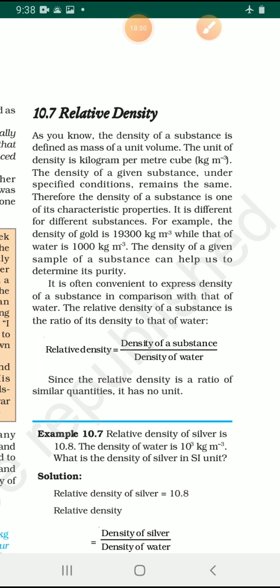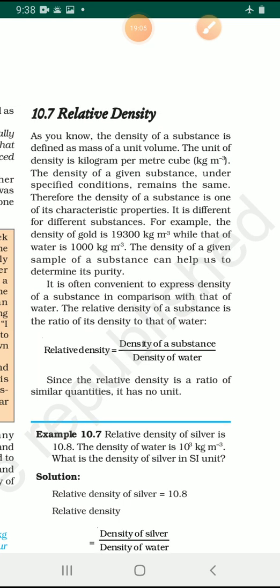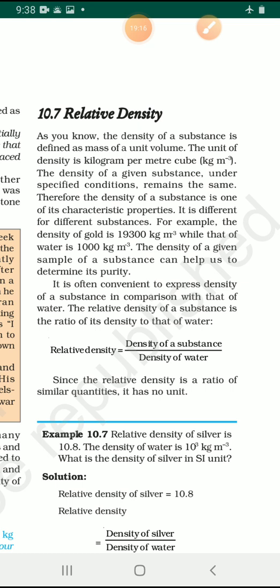kilogram per meter cube. The density of a given substance under specified conditions remains the same. Therefore, the density of a substance is one of its characteristic properties. Density is nothing but mass per unit volume, so it is different for different substances. For example, water has one density, and coconut oil or some edible oil has a different density. All the fluids have different densities.